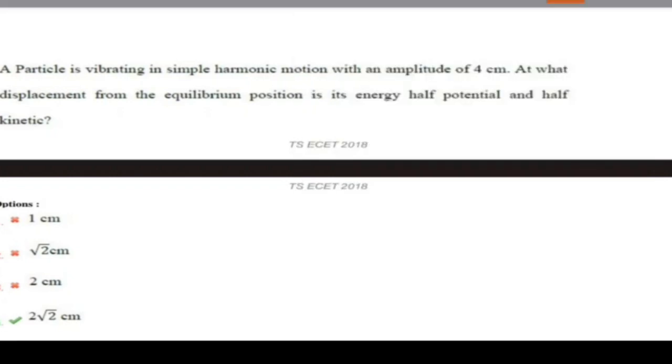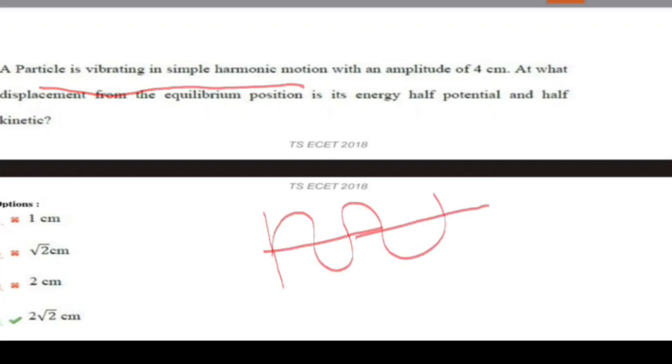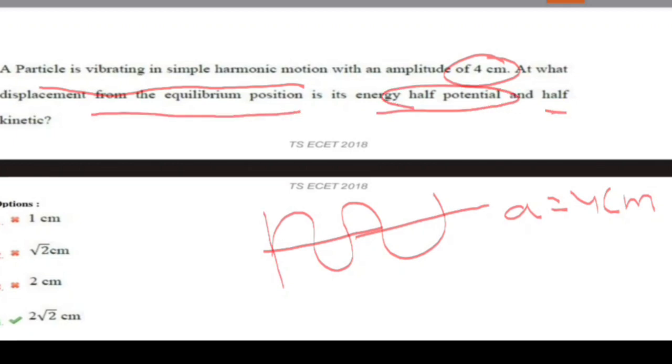Here the question reads: a particle is vibrating in simple harmonic motion with an amplitude of 4 centimeters. Amplitude equals 4 centimeters. At what displacement from the equilibrium position is its potential energy equal to its kinetic energy?